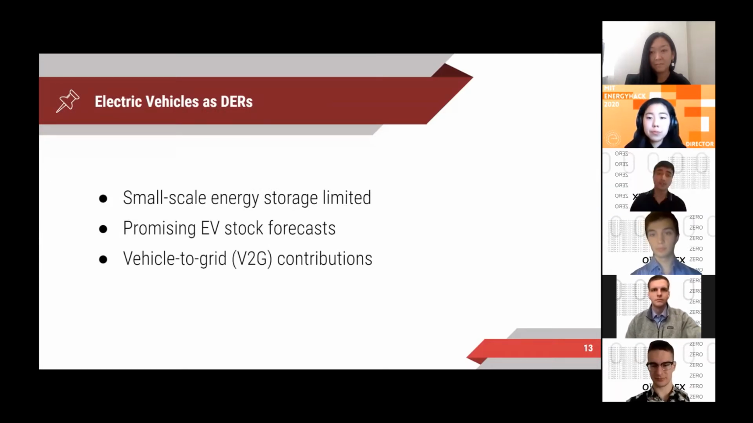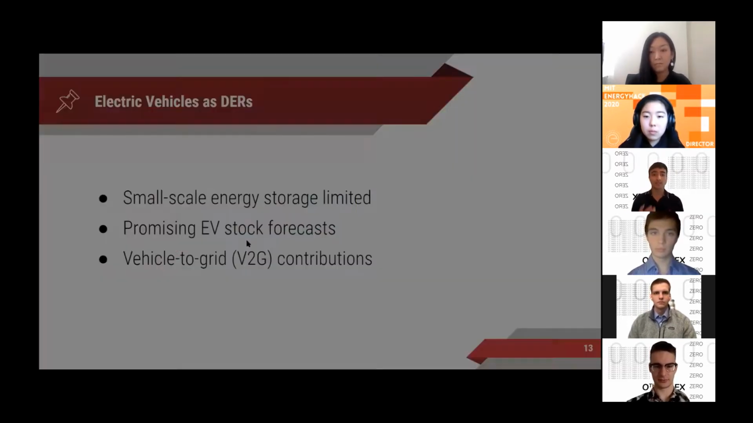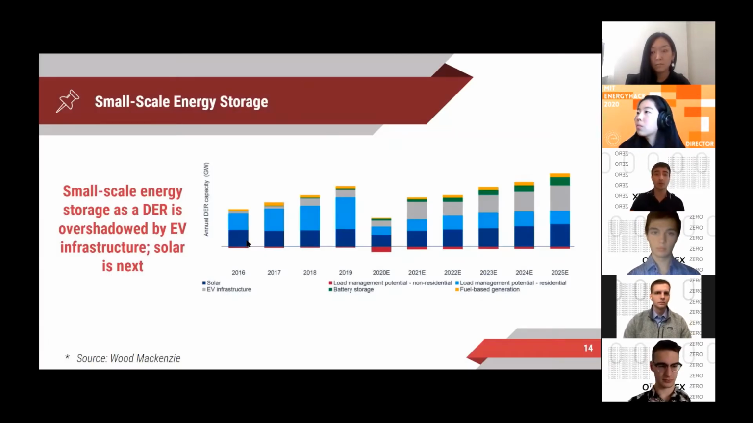In light of the limited infrastructure of small-scale energy storage, electric vehicle stock forecasts and predictions of vehicle-to-grid contributions make for a strong case for utilizing electric vehicles as a potential DER. In the past and present, electric vehicle infrastructure has overshadowed small-scale energy storage in terms of annual capacity, as seen on the graph on this slide.